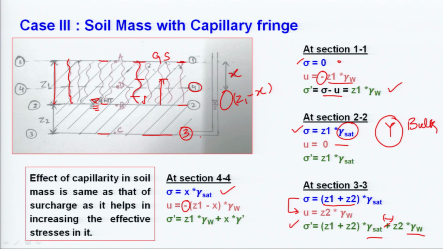If the pore water pressure was there due to the groundwater table, it was in hydrostatic compression as usual. So here u is equal to minus (Z1 minus x) into gamma W, and the effective stress will be total stress minus the pore water pressure. Understand that I told you already at section 1.1 that the pore water pressure due to capillarity mobilized the effective stress, so the effective stress value was increased. So the effect of capillarity in a soil mass is the same as that of surcharge, as it helps in increasing the effective stresses in it.